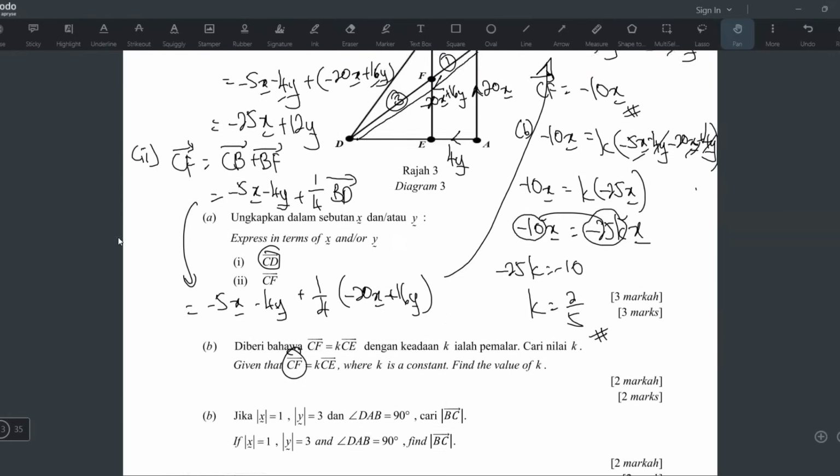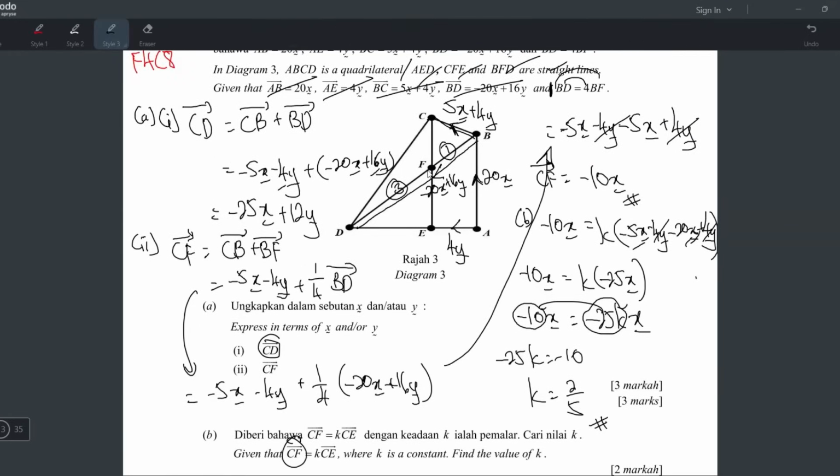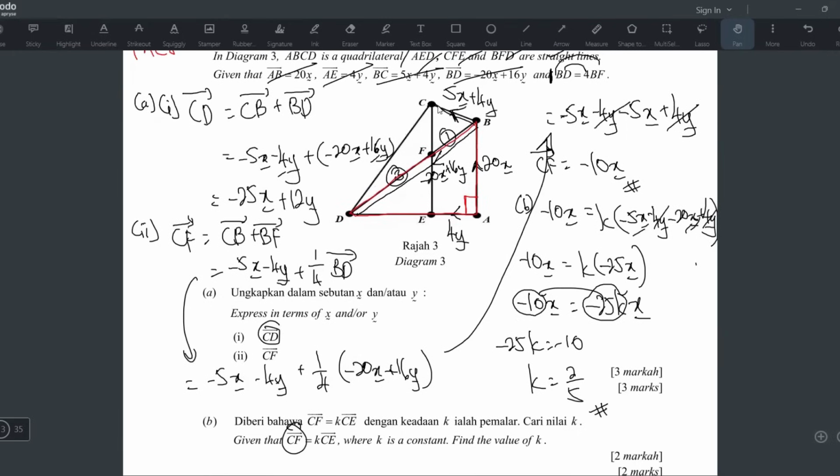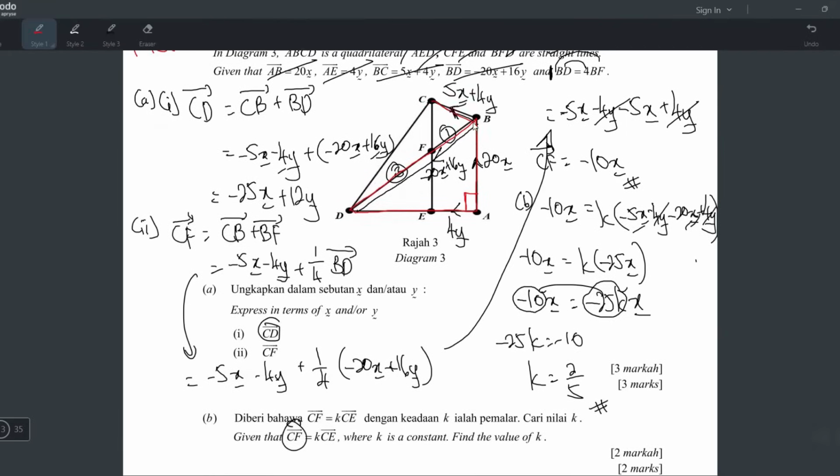So let's find out where's the 90 degree first. DAB. So this one lah. So the right angle triangle is this triangle right here. Okay, and then they say magnitude of x is 1, magnitude of y is 3. Find magnitude of BC. Mana BC? Oh, BC is here. But the triangle is here. So I don't think you can use this right angle lah, because they want to find magnitude of here, right?